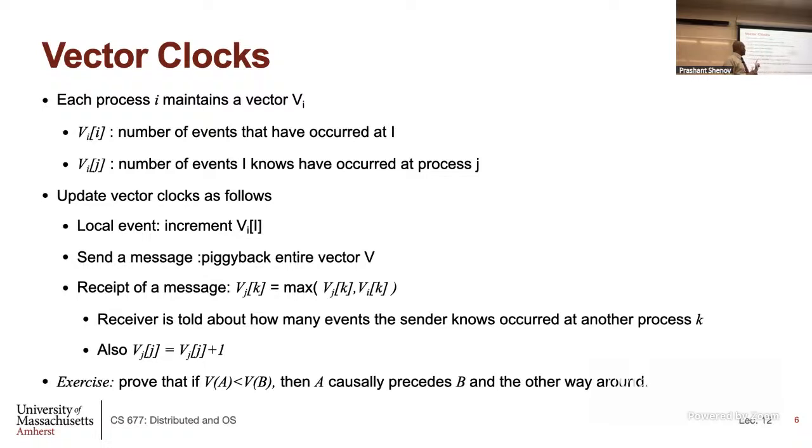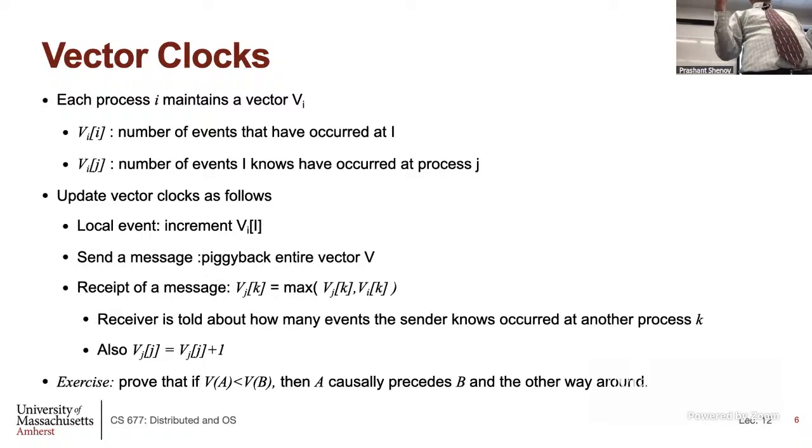So on the receipt of a message, you take the max of the two vectors, and if you are process j, you also increment your local clock value, which is the jth element of that vector, which was exactly what we did previously. You took max of the two plus 1. You take the max of the two vectors, but the plus 1 is only for your local jth entry. And that's it. That's all we are going to do. So it looks very similar as before.